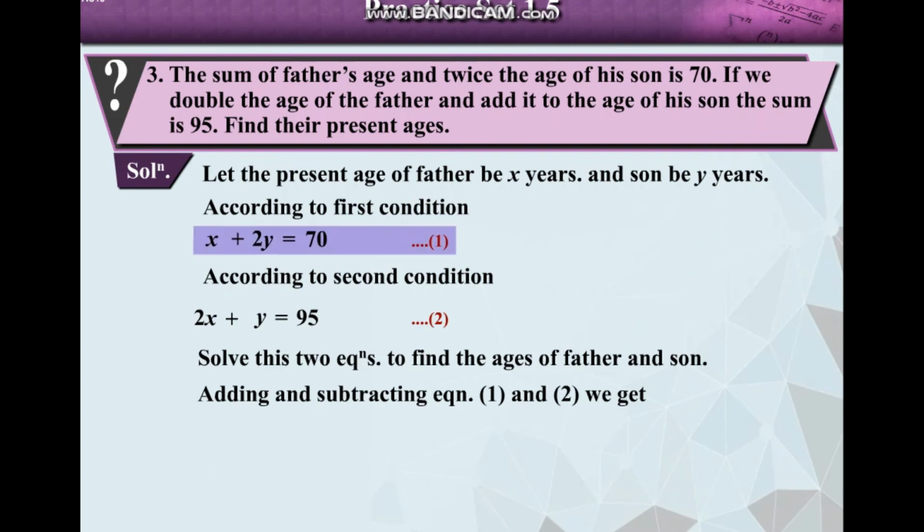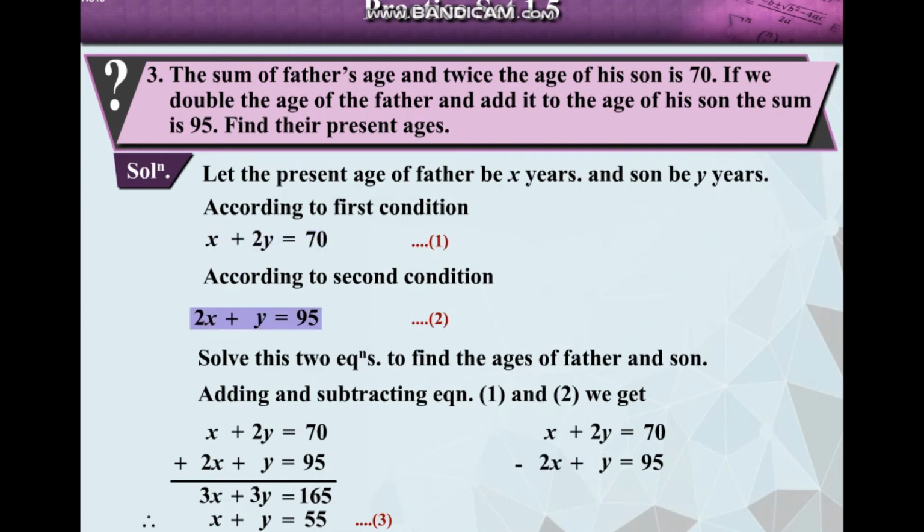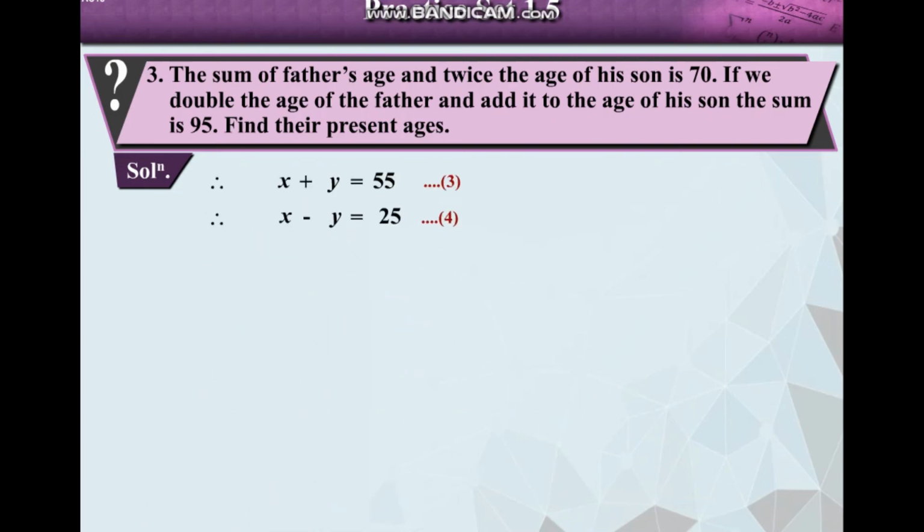Adding and subtracting equation 1 and 2, we get x plus 2y is equal to 70 plus 2x plus y is equal to 95. We get 3x plus 3y is equal to 165. Therefore, x plus y is equal to 55. Equation 3. x plus 2y is equal to 70. Minus 2x plus y is equal to 95. Changing signs, we get minus x plus y is equal to minus 25. Therefore, x minus y is equal to 25. Equation 4. Solving equations 3 and 4, adding equations 3 and 4.